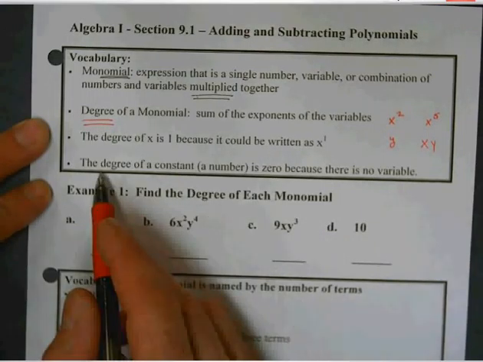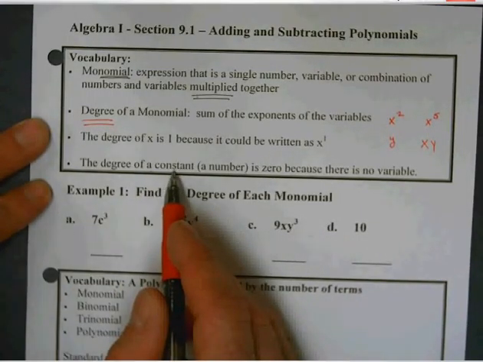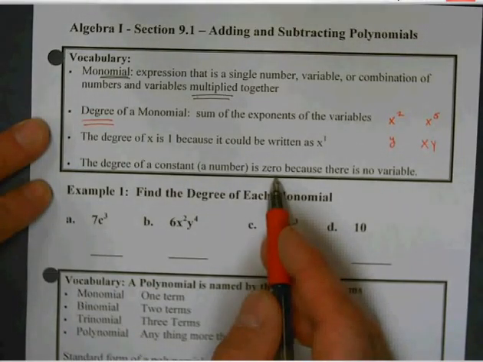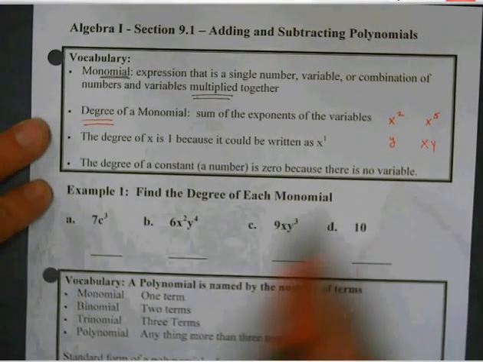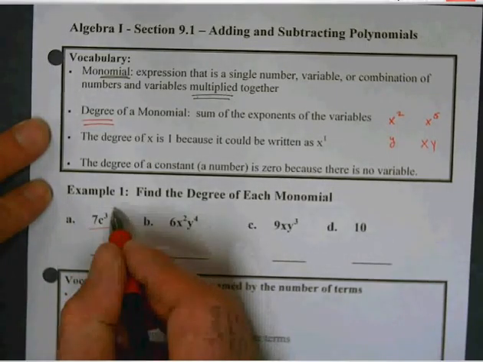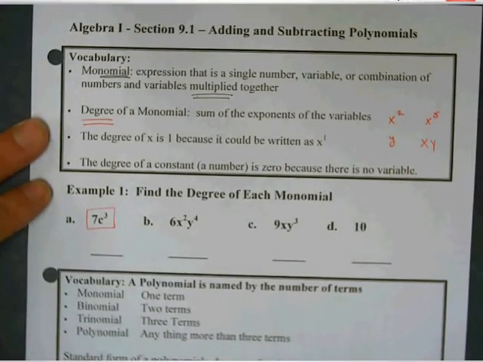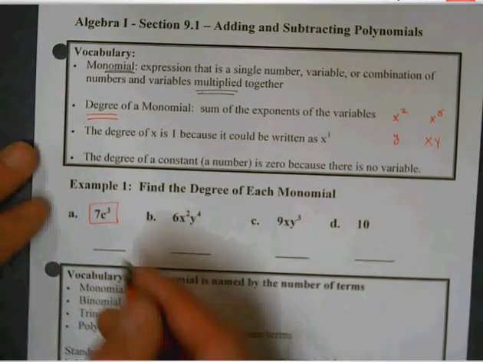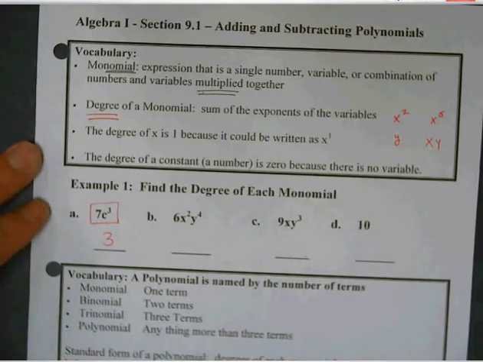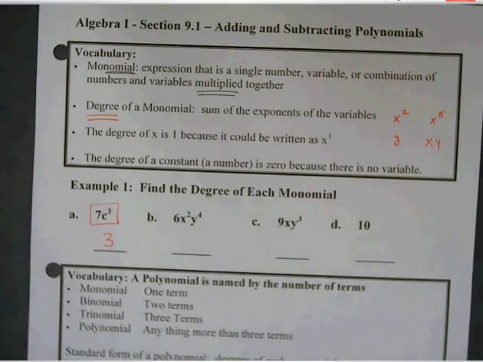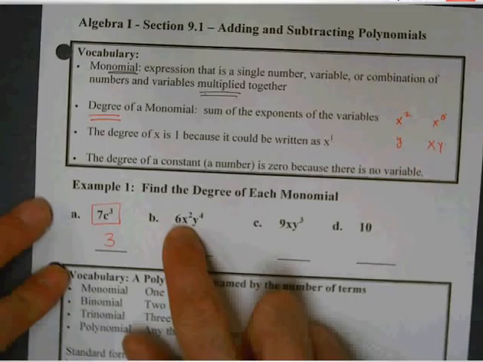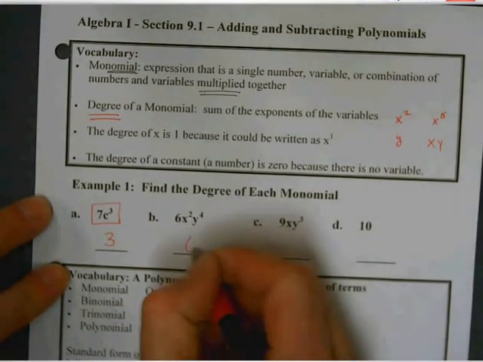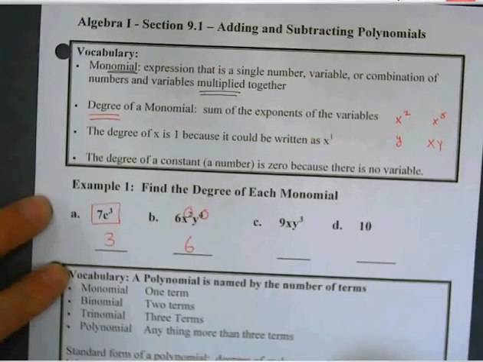Now, the degree of a constant, remember a constant means a number, is 0 because there's no variable. So let's look down here at these examples. 7c cubed. That's really c times c times c. How many variables are there? 3, so the degree is 3. 6x squared y to the fourth. That's really x, x, y, y, y, y. So the degree is 6. Does that have any bearing on the fact that the front number is 6? No. It's 6 because 2 plus 4 is 6.